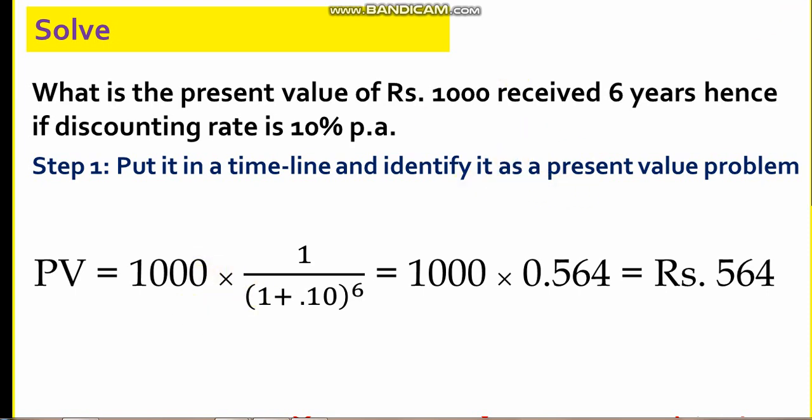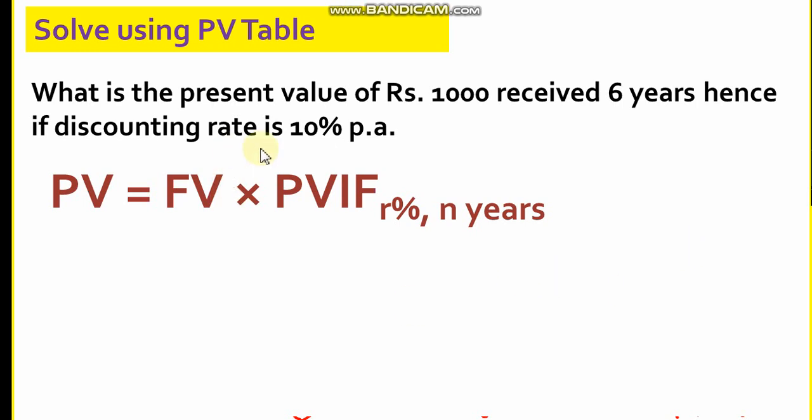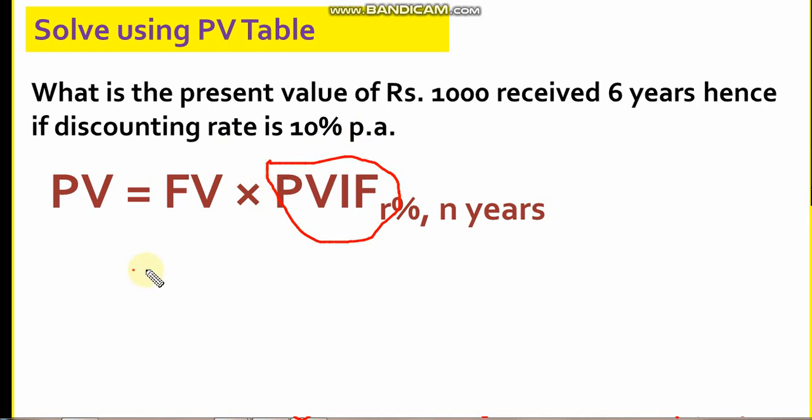So this is how, instead of going for so much calculation using a calculator, we can use the table, right? We can use the future value interest factor table, and we can easily avoid the calculation. We can simply write the future value and multiply by the table value shown in the table.